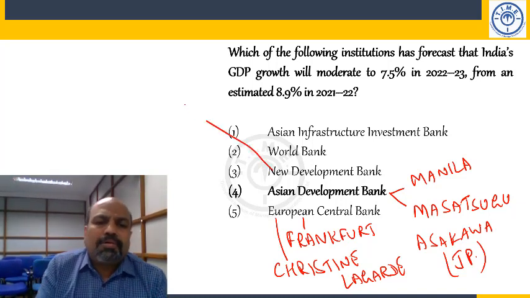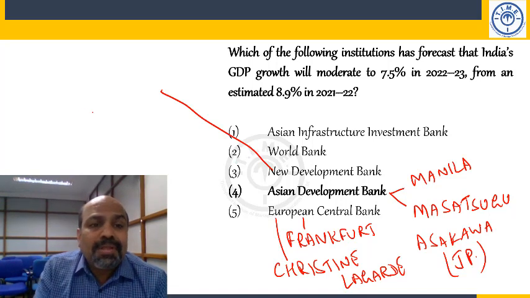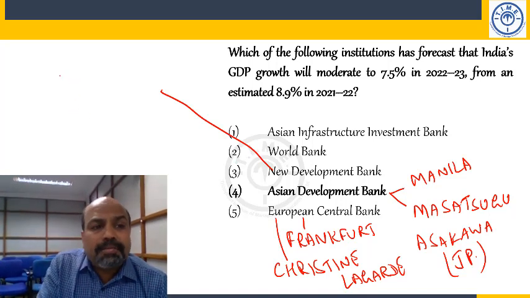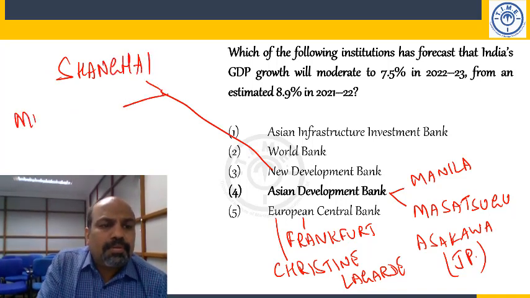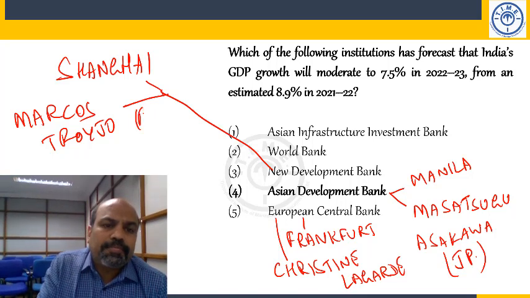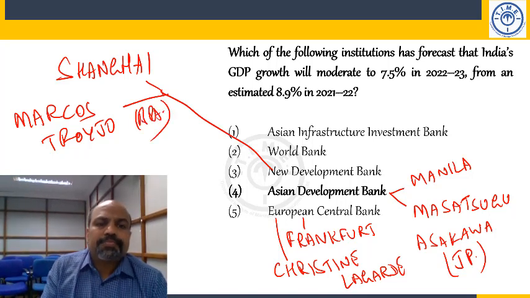New Development Bank, also called the BRICS Bank, is in Shanghai, and Marcos Troyjo of Brazil is the president.